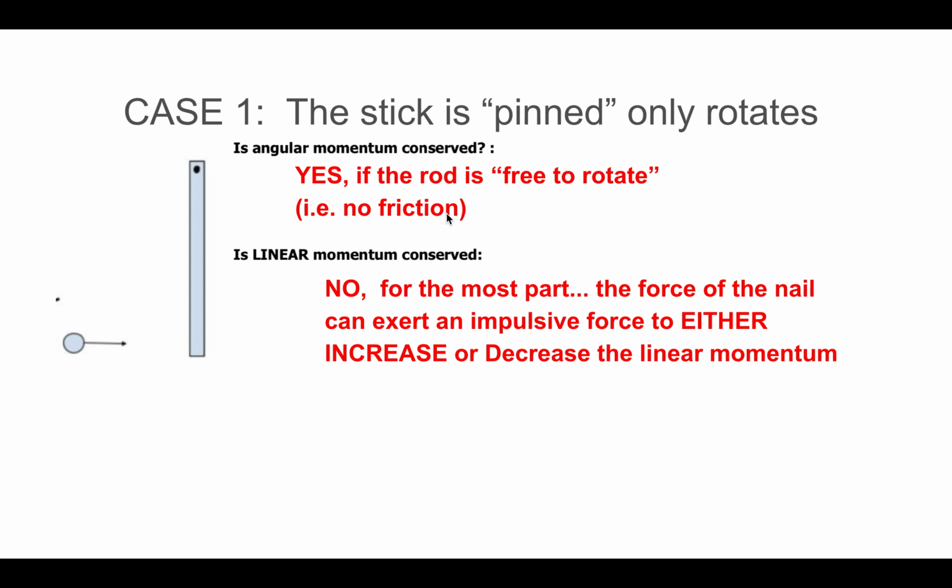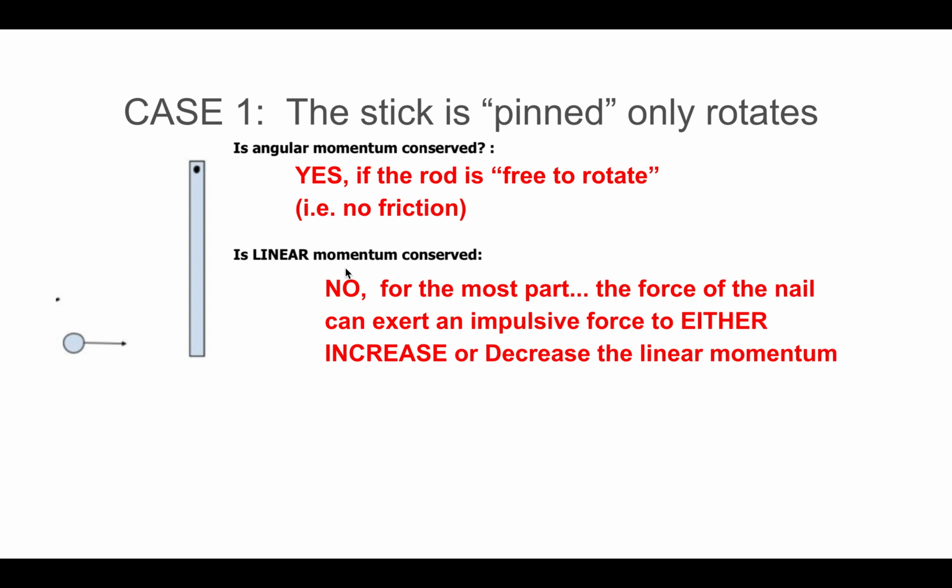So there are some big ideas here, whether angular and linear momentum are conserved. This is the big conceptual idea. Is angular momentum conserved? Yes, if the rod is free to rotate, i.e. there's no friction involved, angular momentum is conserved. So this is going to be our go-to to solve for things, conservation of angular momentum, whenever the stick has a pin in it or the rod has a pin in it.